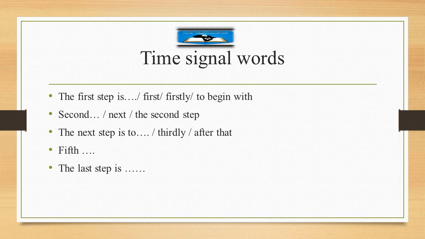Okay, these are the words. For example, the first step is: firstly, to begin with. Second, to introduce the second step: next, the second step, the next step is. Thirdly, after that, fifth, the last step is, okay? You have to use these words when introducing your steps in the process paragraph.